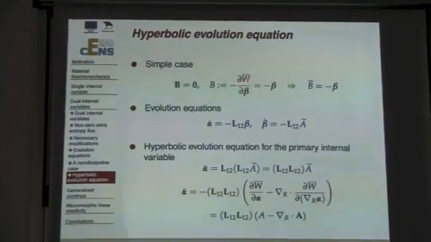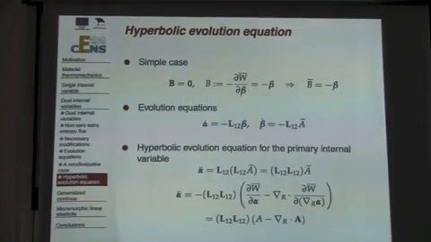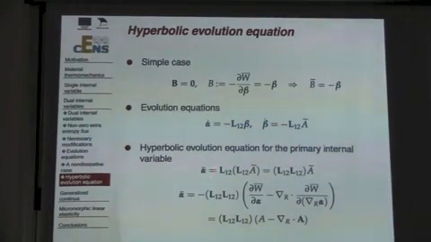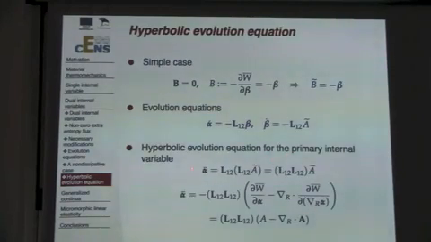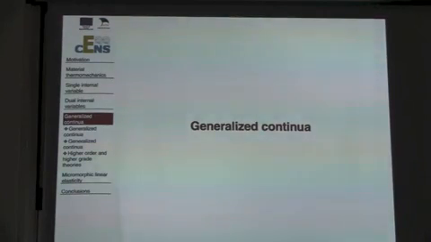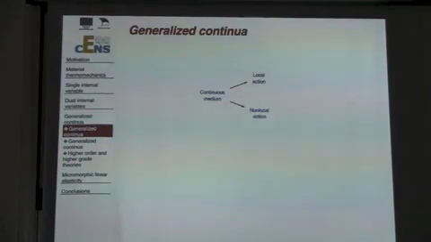And then in a very simple case, when we start with quadratic dependence of free energy on beta, we obtain the evolution equation in this form and immediately obtain a second order evolution equation for the primary internal variable. This is what we obtain by introducing a second internal variable. We can obtain, in a simple case, of course, the second order evolution equation for the internal variable.